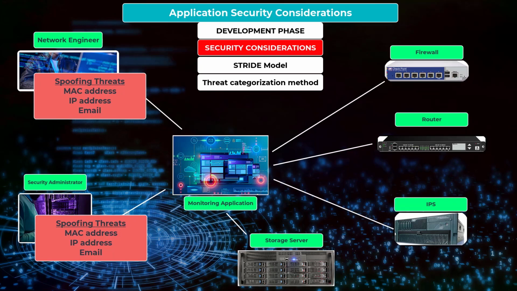And in the attack surface analysis, we saw that email security pertains to the network engineer and the security administrator. So we can consider email spoofing a threat too. And if we have MAC address spoofing, then of course we will also have the threat of IP address spoofing. What about for our application? Can anything be spoofed there?